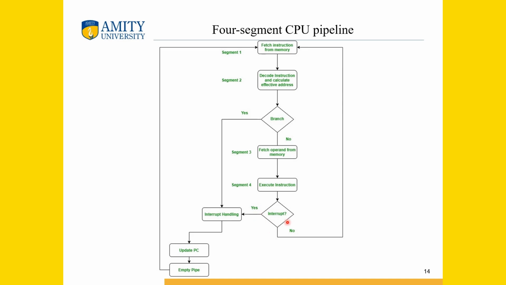An interrupt can also cause branching. So the branching and interrupt will go to a separate cycle. When there is no interrupt, we can go back to the repetition where the next instruction is fetched.